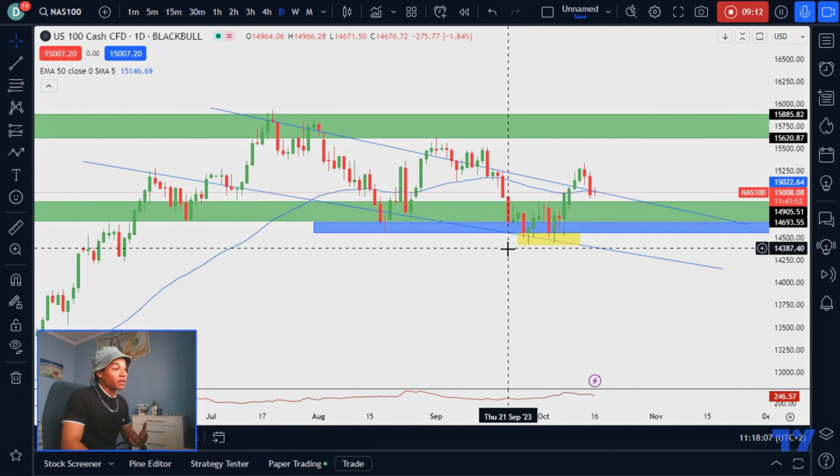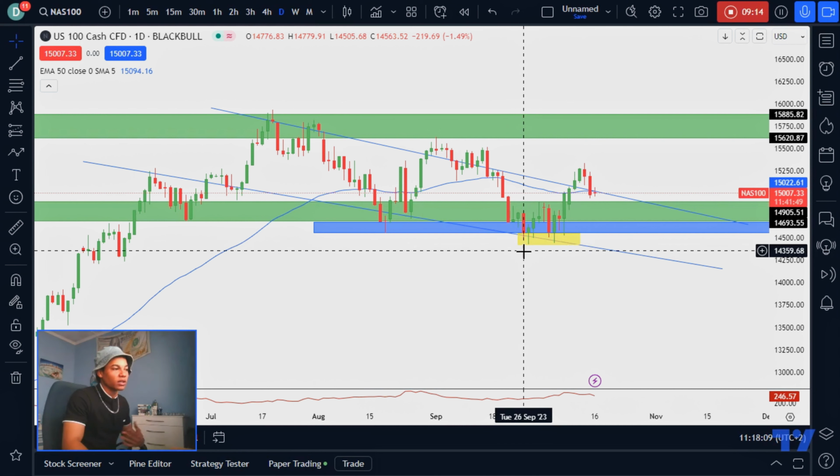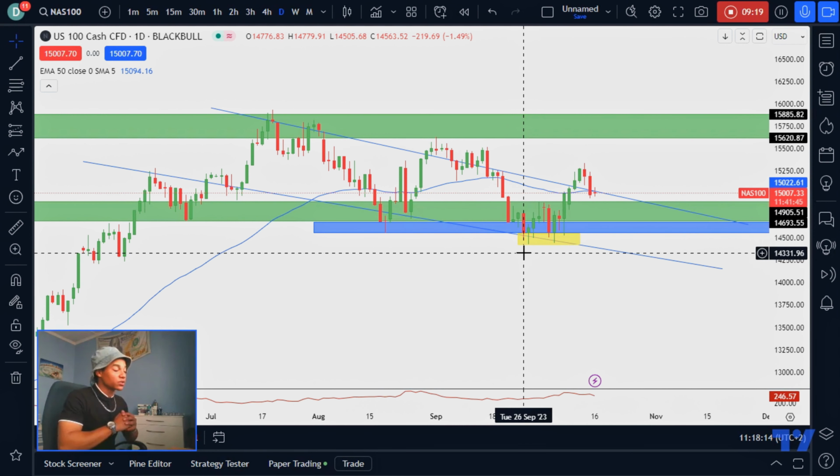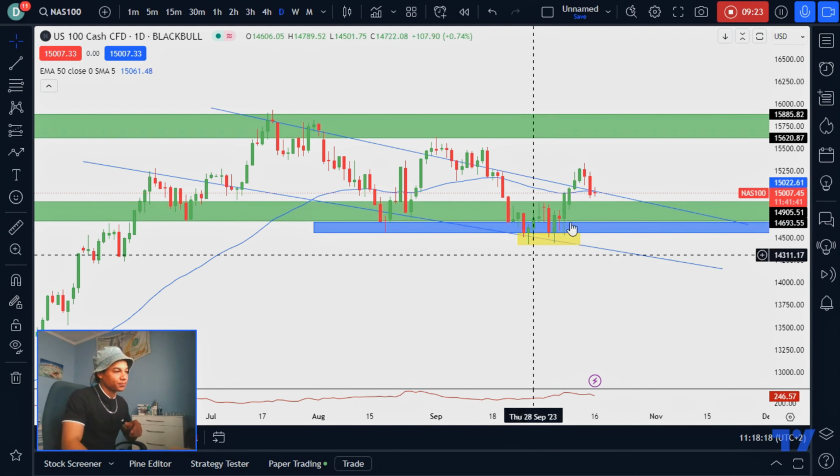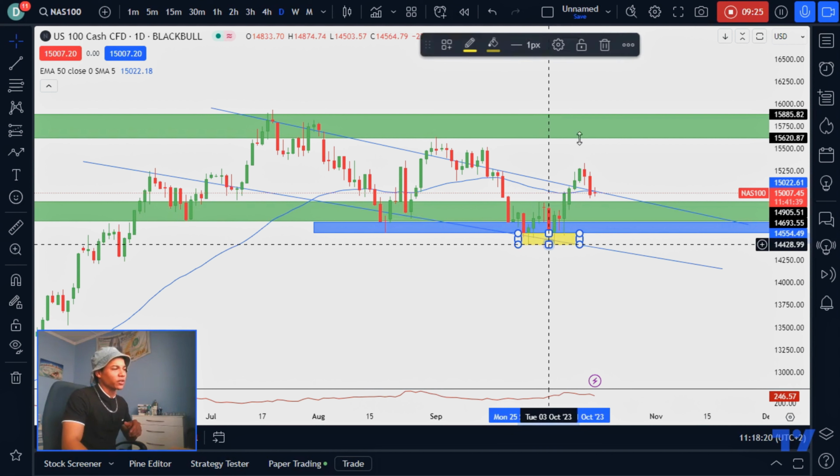Or you can still swing trade this pair based on an early entry. Sorry about that. You could still base this entry on a lower time frame based off this double bottom right here, which was created on the daily.